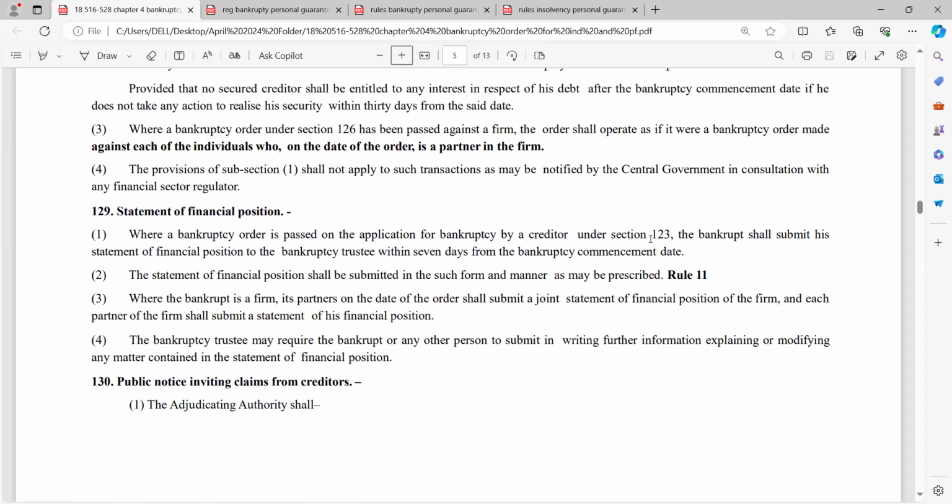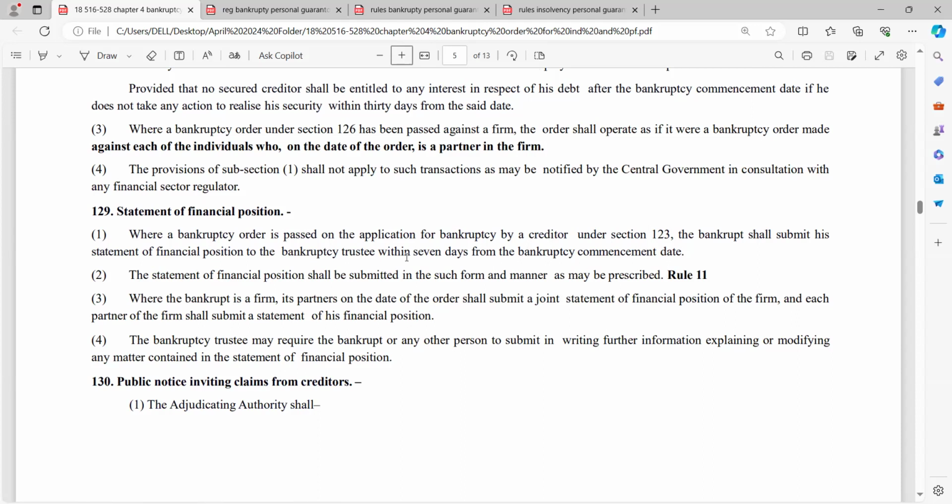So it is talking of a situation in 123, and 123 is application by creditor. Because in case of application by debtor, he has already submitted the statement of affairs of the debtor. But in case the application is made by the creditor, naturally there is no statement of financial position. So here the debtor has to give the statement of financial position, basically.